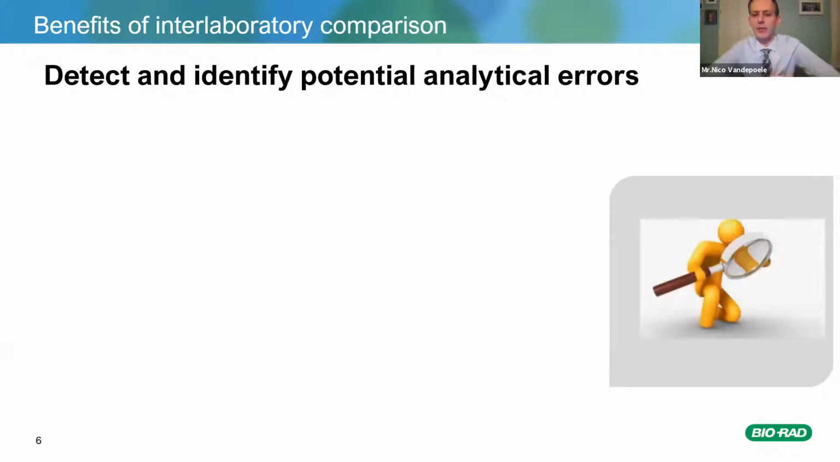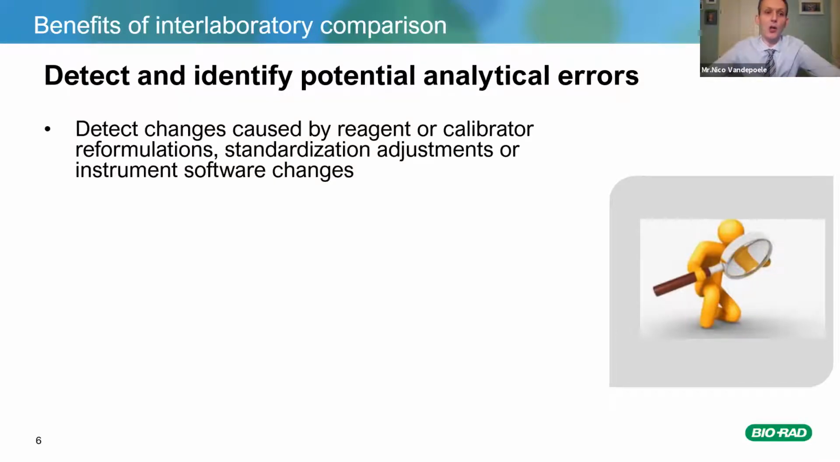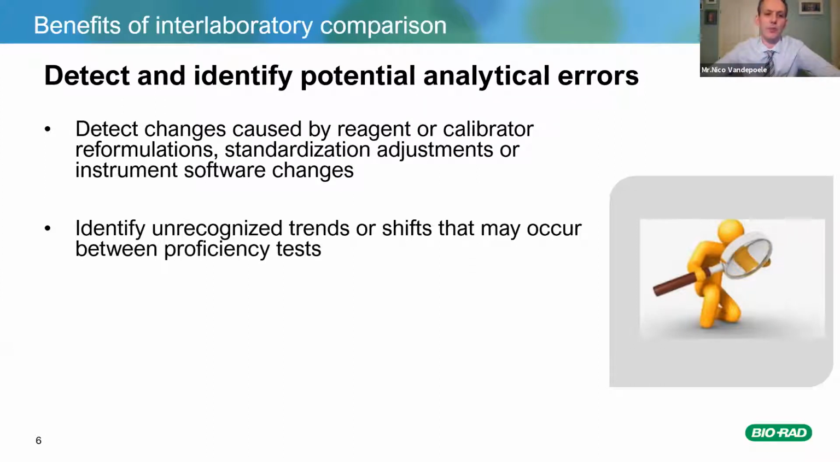So what are the benefits of looking at interlab comparisons? Well, we want to detect and identify potential analytical errors. Especially when we change reagent or calibrator lots, when there are standardization adjustments, or the manufacturer has a new reference material that they're using, these changes can all have an effect on our results. And so when we are measuring either proficiency testing or daily QC, and we compare that to our peer groups or method groups, we can see if changes are going on.